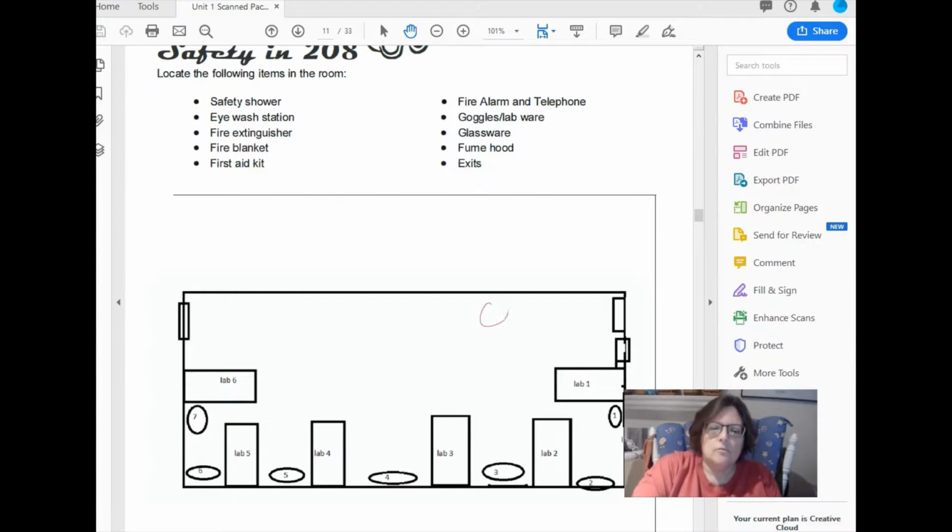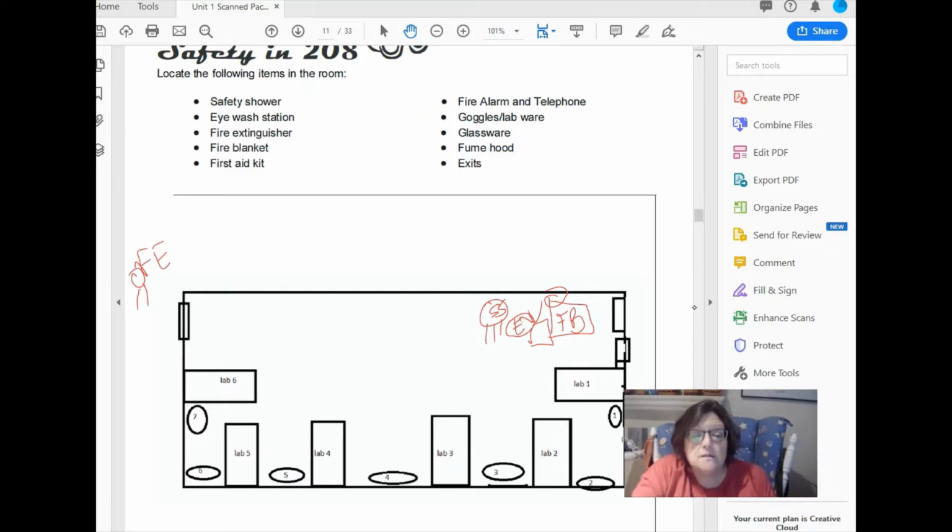Alright, safety shower right here. The eyewash station is right next to the safety shower. The fire extinguisher is out here in the hall. There's a fire blanket over here, in a square box on the wall. First aid kit. There's one on the table up under the goggles cabinet. There's also one mounted to the wall. Fire alarm and telephone. The phone will be over here.